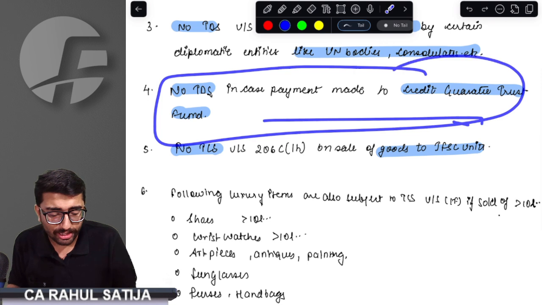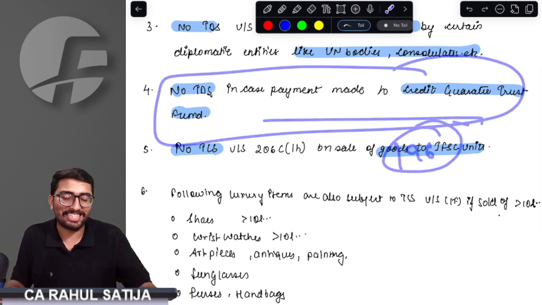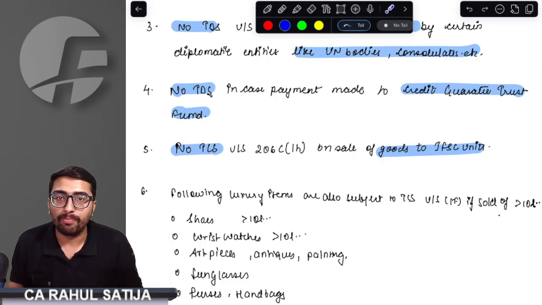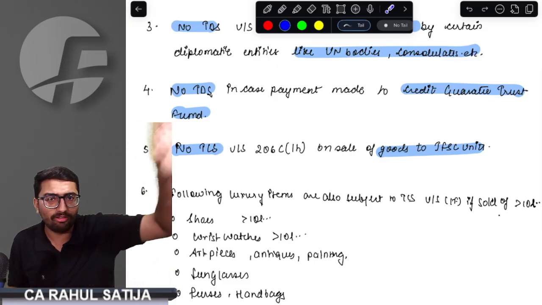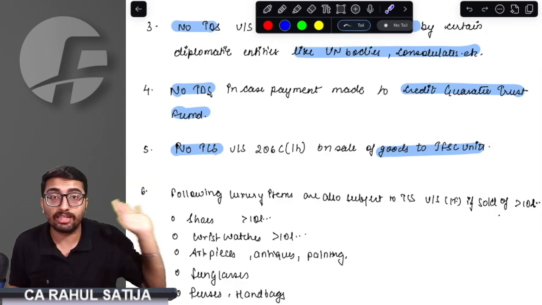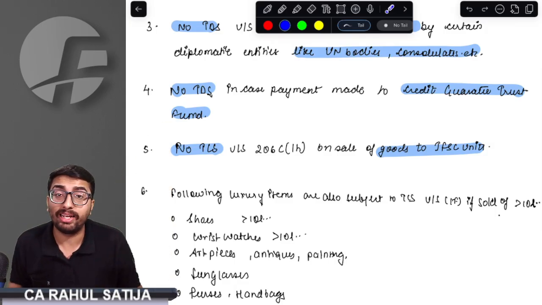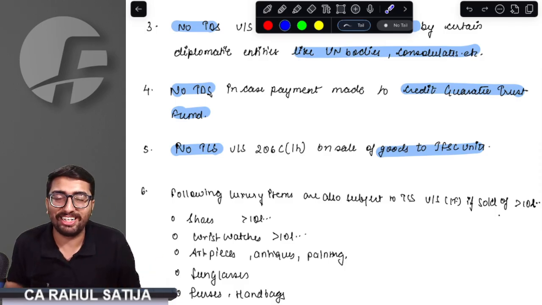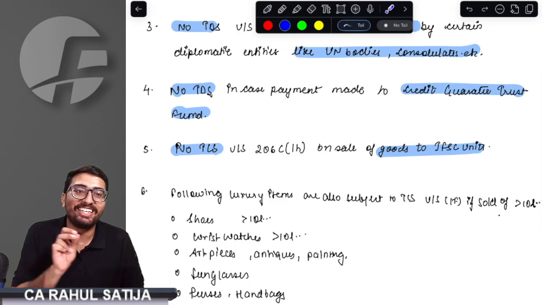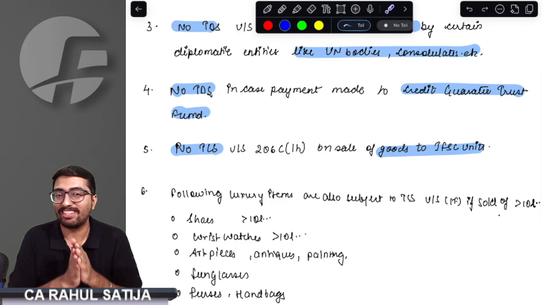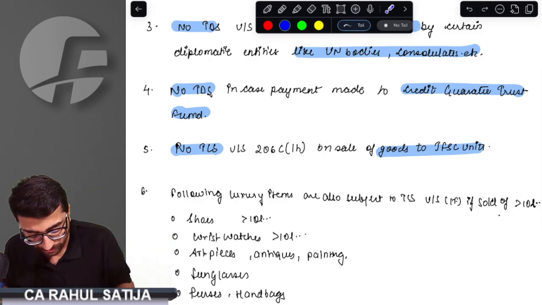Then, if you remember section 196, there are certain entities for which no TDS provisions are applicable. For example, government. If you make payment to the government, no TDS is required to be deducted. If you make payment to a mutual fund, no TDS is required to be deducted. If you make payment to LIC, no TDS is required to be deducted. Similarly, in that list, one more entity is added: Credit Guarantee Trust Fund. If you make payment to this Credit Guarantee Trust Fund, no TDS would be applicable.